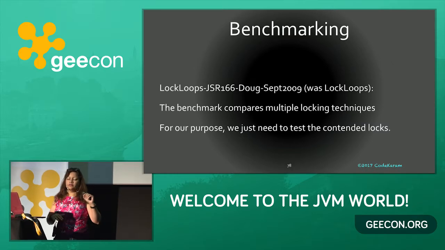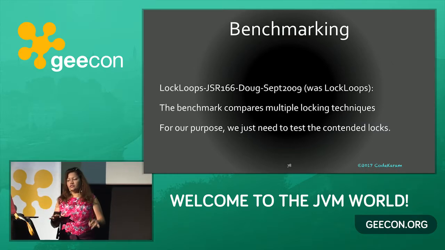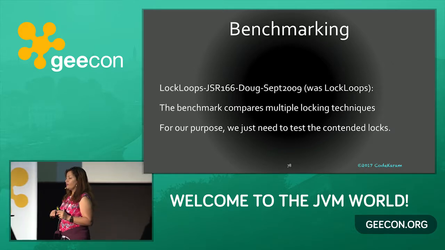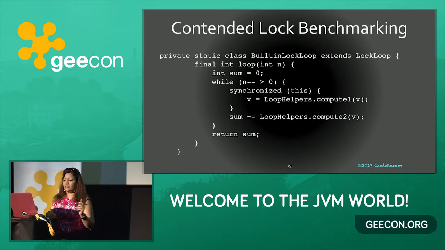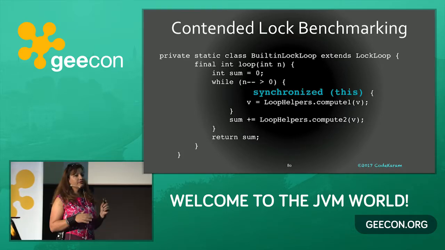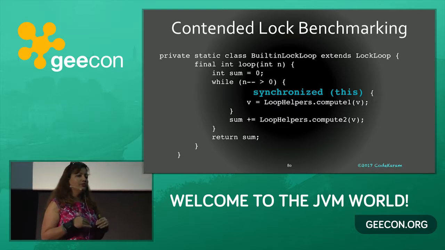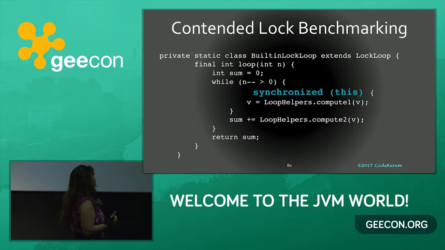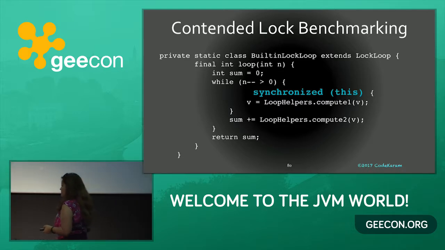So it compares various other locking techniques, but we just need to stress contended locking. So basically, what is important to us is this particular thing. We want to make sure that we are testing synchronized this. So when we are looking at the generated code, we're going to look at this particular thing. And this is a very simple test, basically.